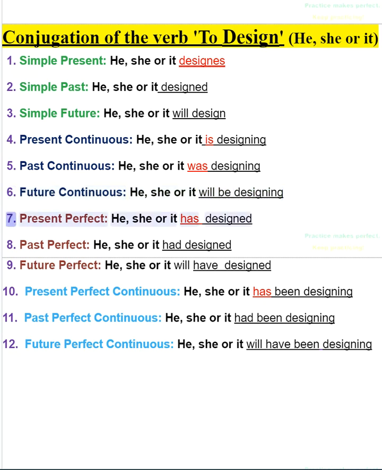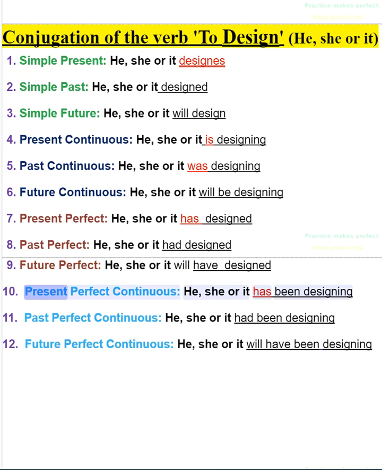7. Present perfect, he, she, or it has designed. 8. Past perfect, he, she, or it had designed. 9. Future perfect, he, she, or it will have designed.